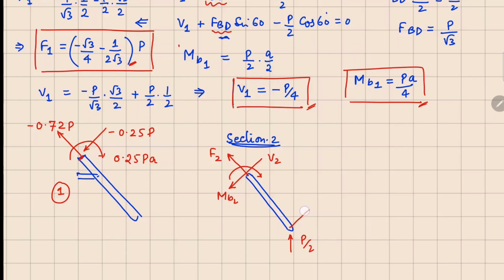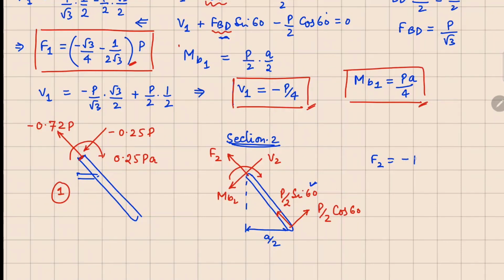We have already seen that this can be divided into two components. This one is your P by 2 cos 60, and this one is P by 2 sin 60. Once I divide this into components, I can completely remove this force from here. In terms of distances, the distance from here to here is A by 2. So we can do the force balance on this. Your F2 value is going to balance this one, so they are in the same sense.